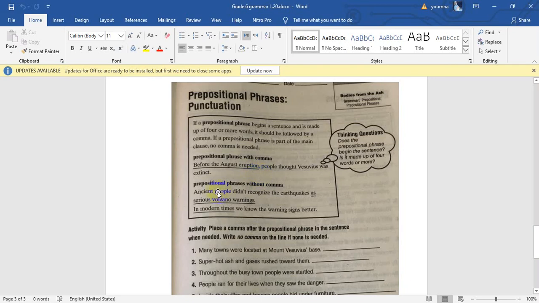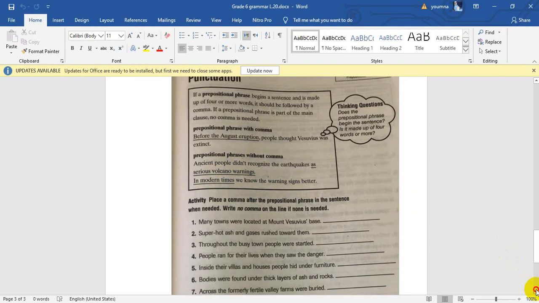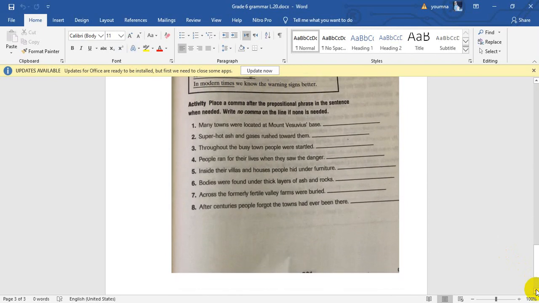Prepositional phrases without a comma, because they will be part of the sentence. For example, ancient people didn't recognize the earthquakes as serious volcano warnings. So this is a part of it, so we will not add any comma. One more time. In modern times, we know the warning signs better. Okay, so here in modern times we know this is a part of the sentence. It's not separated, so it will be added without any comma. So here, let's see if we are going to add the comma or no comma at all.